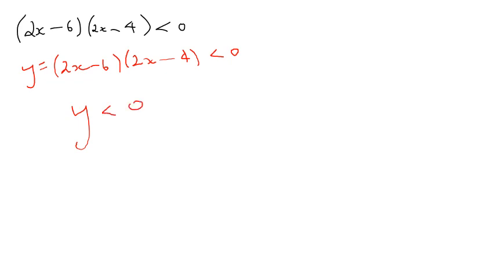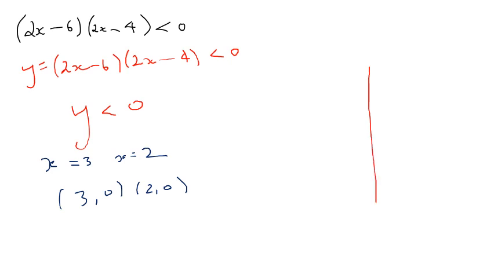So 2x is equal to 6, and so we know x is then 3, because we divide both sides by 2. For the other factor, 2x is equal to 4, and we divide that by 2, so we know x equals 2. So now we can write out our x-intercepts, which are (3, 0) and (2, 0). And so now we'll graph this. We'll draw our graph and create the parabola, and we'll put in our x-intercepts, x equals 2 and x equals 3.